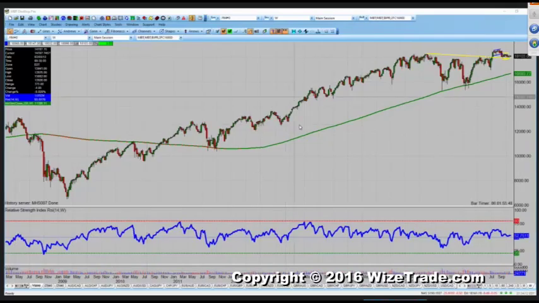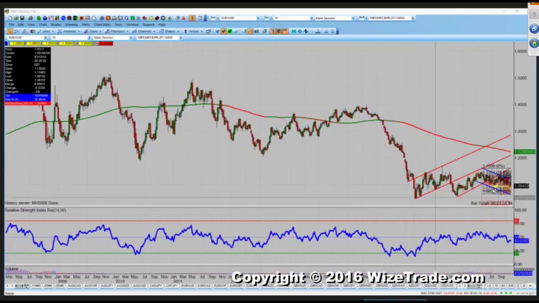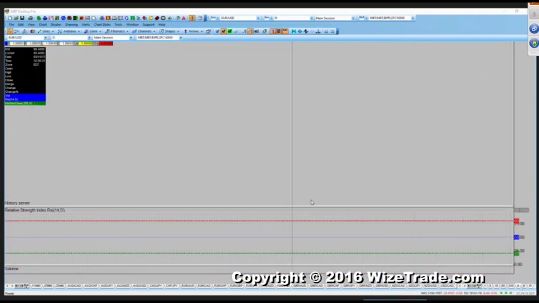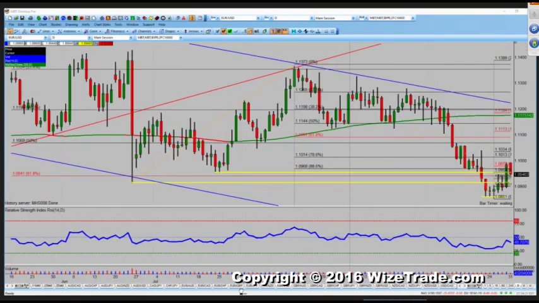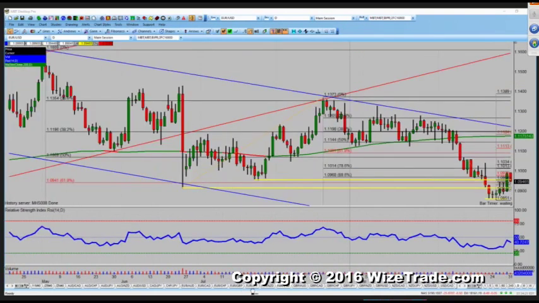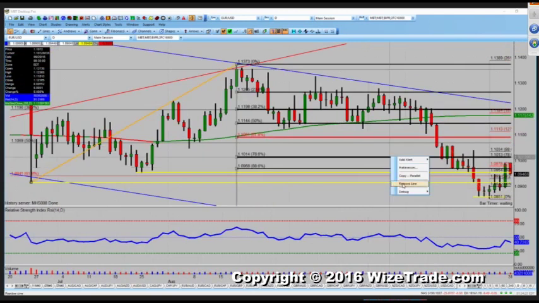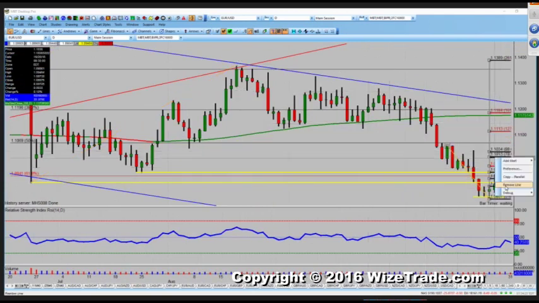So we'll start off with the euro dollar. The euro dollar is closing in on some support, I'm sure. So let's go over to the daily. Now I'm going to delete some of these fibs really quick. We're going to redraw them. So here's the euro dollar.